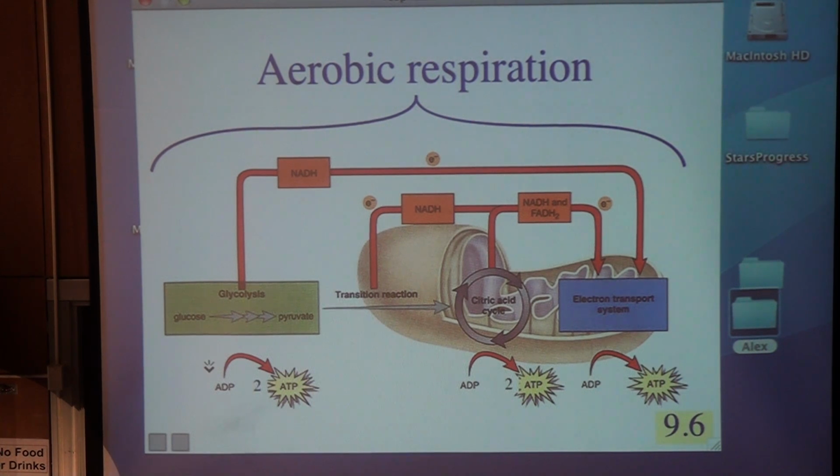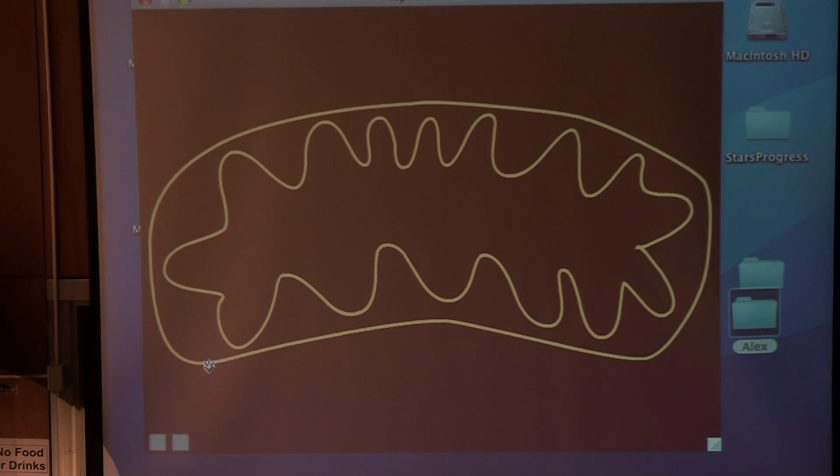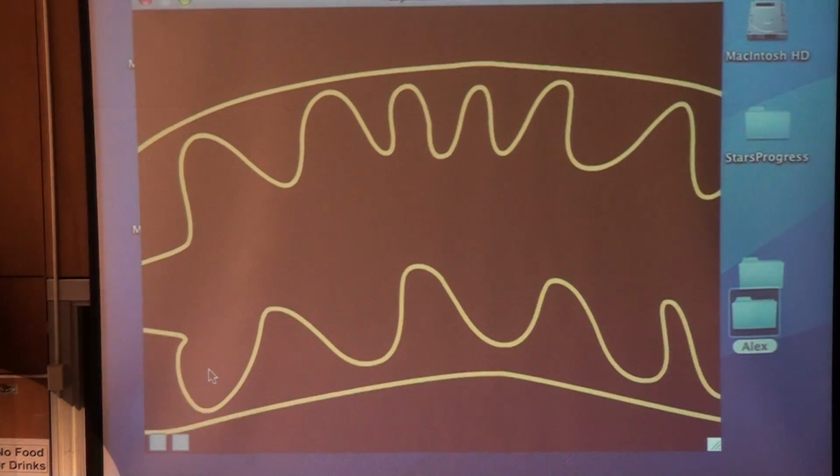And the electron transport system is going to change the energy in those electrons into the ATPs that we're supposed to get. Somebody explained it to me this way. They said the electron carriers are like checks for ATP, and the electron transport system is the bank that's going to cash them in. And so all those electron carriers converge on the electron transport system. Let's look inside here.